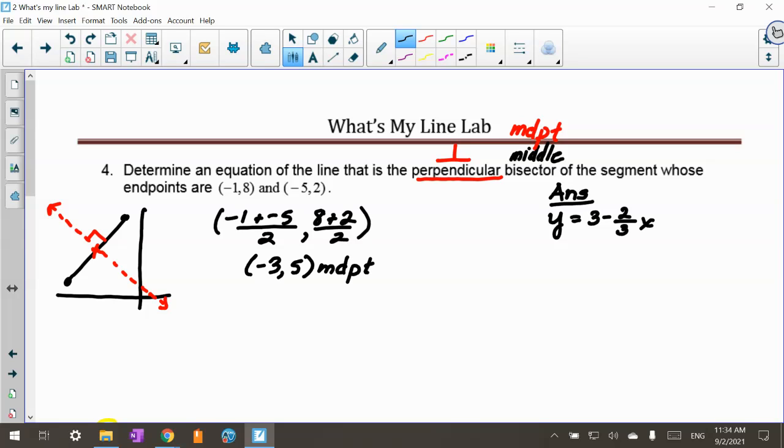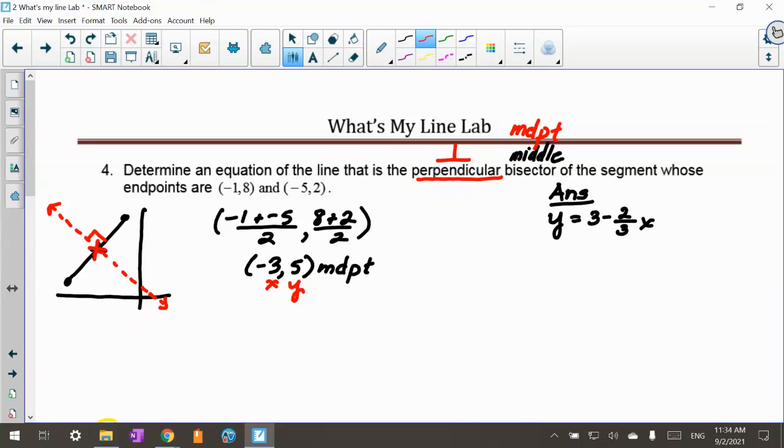Okay, that point is right here, and it's on the line. So I need that point to use. So that's important to say, okay, I found the midpoint, but it's really on that dotted line. So I need that point. It's an X and Y, all right, on my line.